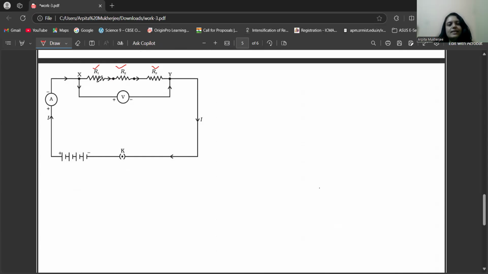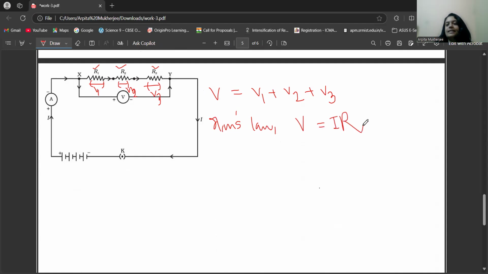Now, as we have studied, the voltage across each of the resistors will be different. Suppose this is V1, this is V2 and this is V3. So my total voltage will be divided into V1 plus V2 plus V3. Now from Ohm's law, we know that V is equal to IR. We have studied that in the previous video. So V1 can be written as IR1, V2 can be written as IR2, and V3 can be written as IR3.